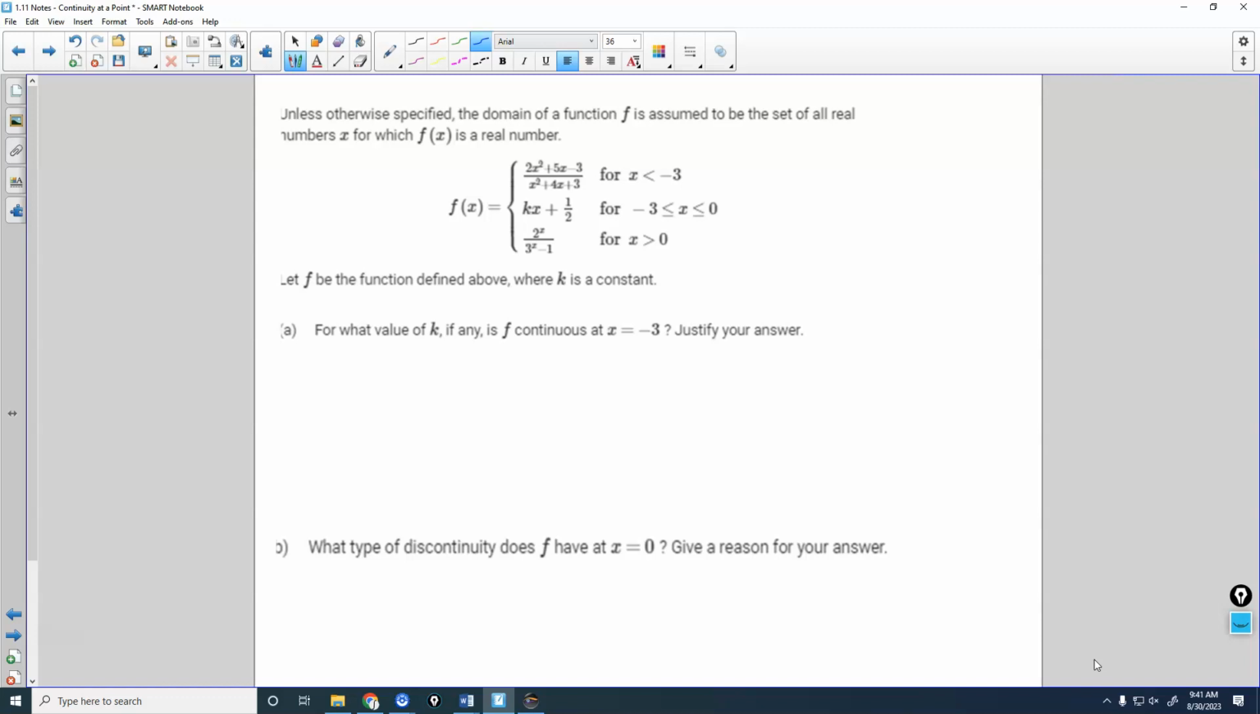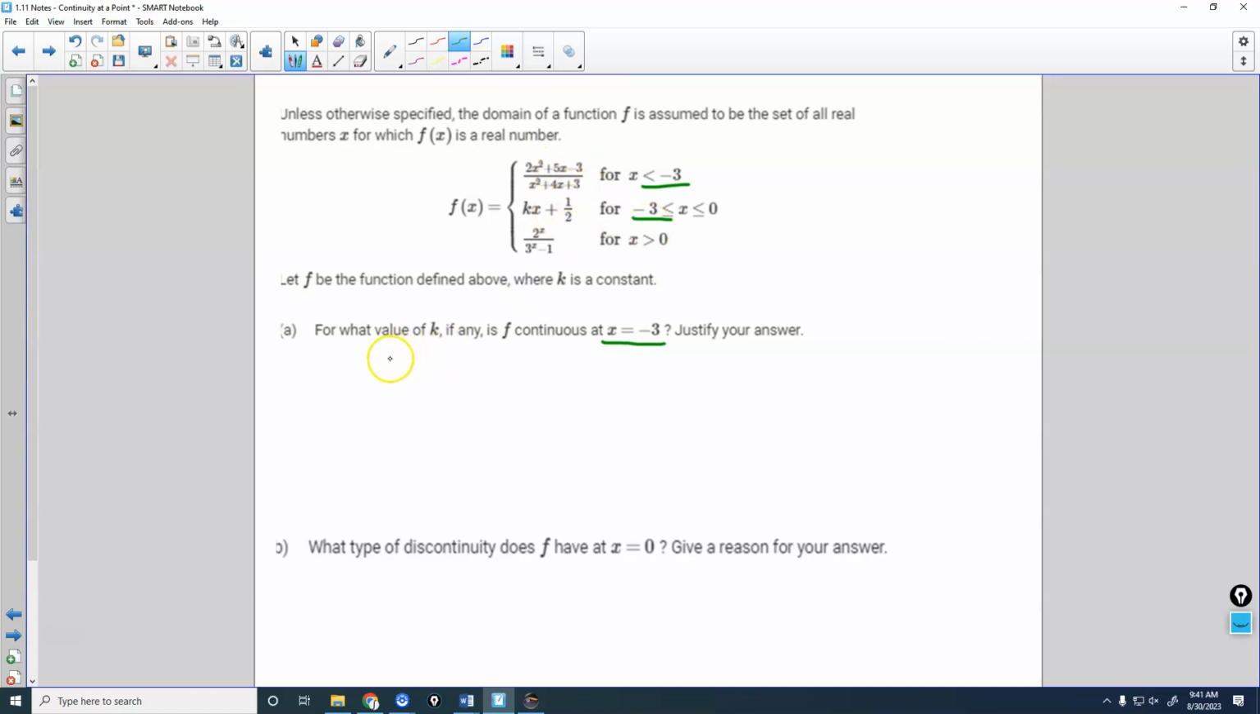All right, so let's start with this. For what value of k, if any, is f continuous at x equals -3? If we're only looking at x equals -3, I don't have to look at all of the equations here. I just need to look at a couple of them. Which 2 do I need to look at? Top and middle, because I've got x is less than -3 here and the -3 here also. So for continuity, I'm looking at the top and the middle.